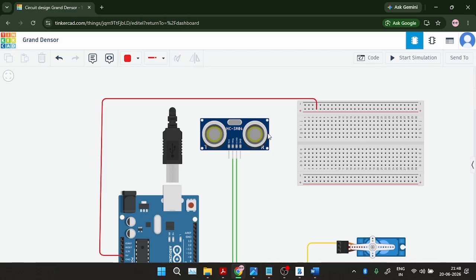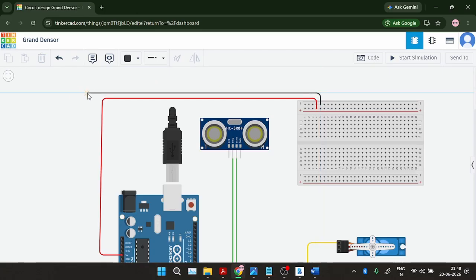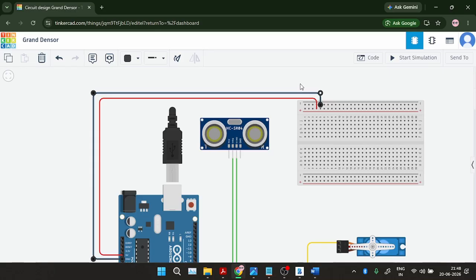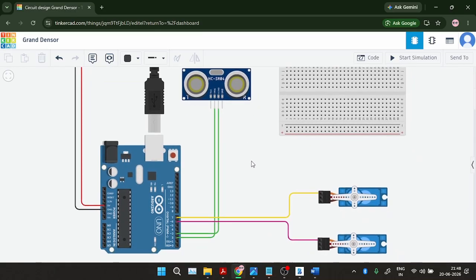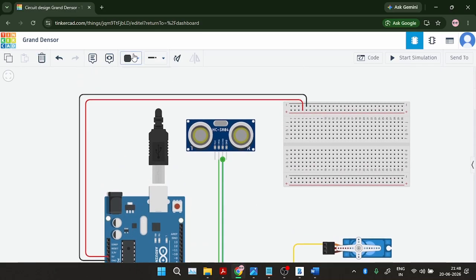Now I need a black wire to connect the ground like this, which will sit in the ground connection of the Arduino board. Okay, so this arrangement is completely aesthetic. It is up to you how you want to do the connections. So the different colors and all, that's completely based upon your taste.